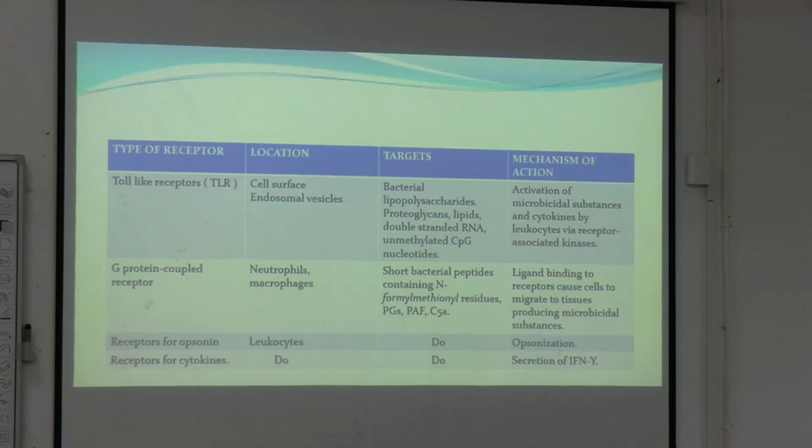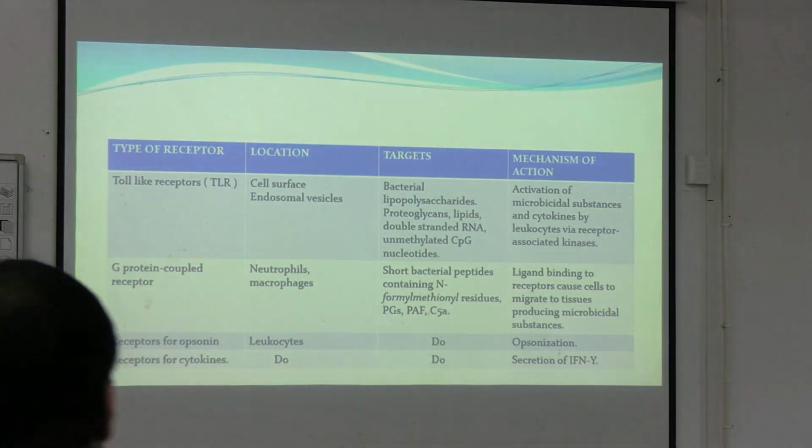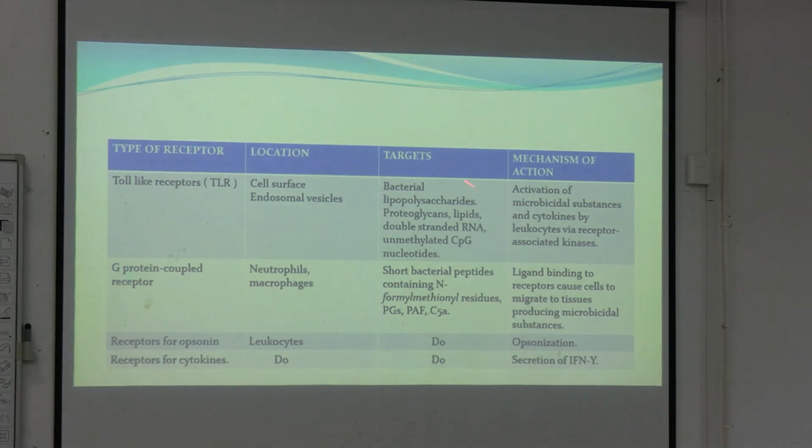So what are the receptors? Toll-like receptors. Toll-like receptors. G protein coupled receptors. Just remember the names. Receptors for opsonin. Receptors for cytokines. These are the various receptors. These are present on leukocytes. And these receptors are specific for bacterial lipopolysaccharides.